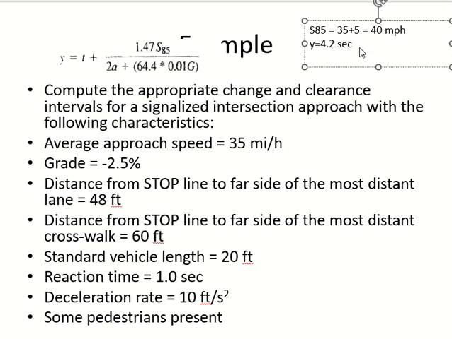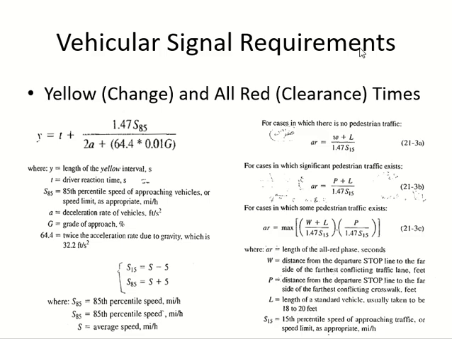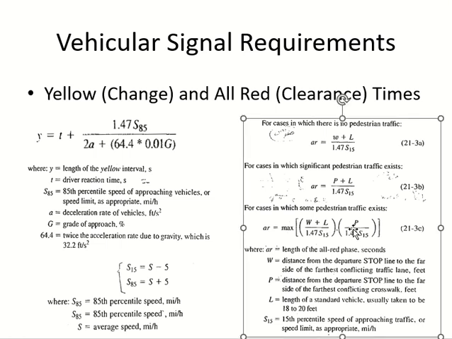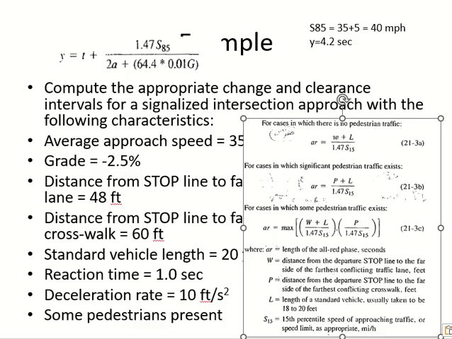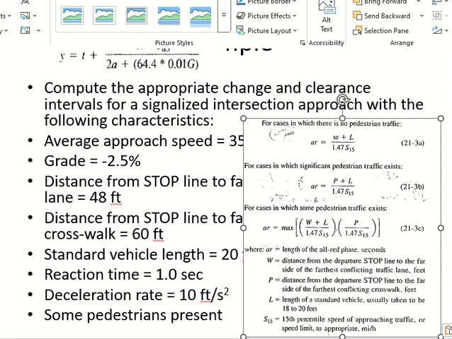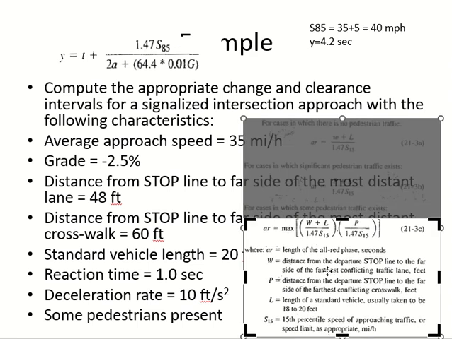Okay, for the all red time, now look at the data. What did they say about pedestrians? What information is given about the pedestrians? We have distance from stop. No, pedestrians. Some pedestrians. Okay, first of all, I need to select the condition. Some pedestrian means the last one. Okay, I have this condition, the last one. I'm going to use this one only.